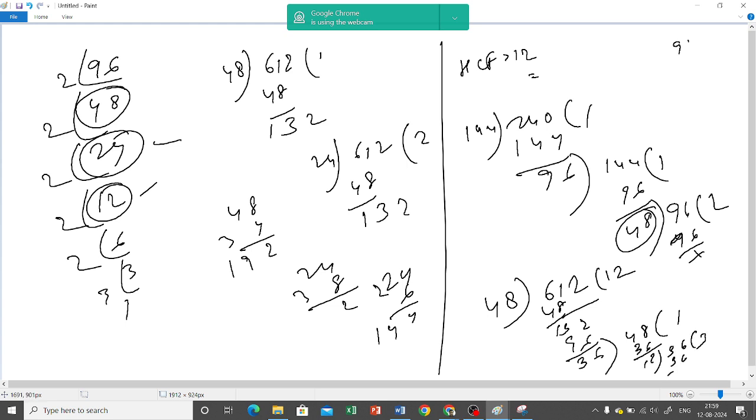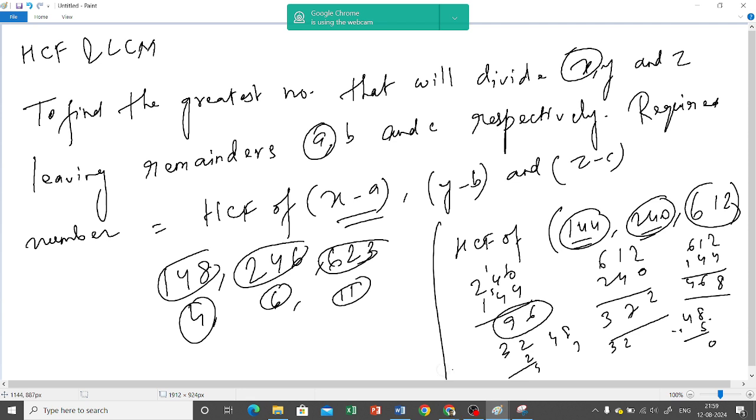These are the 36. Okay, so 12 is the H. Like this also you can do, or like this also you can do, whatever, but don't do it by the division, by the box method. Okay, understood this thing? Please write down the next one.